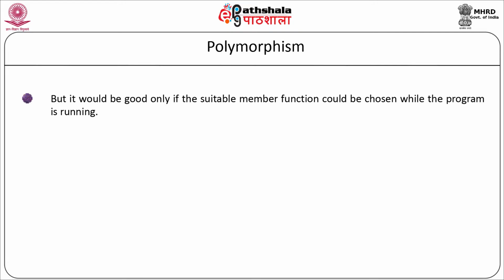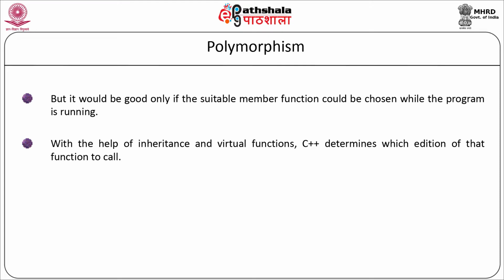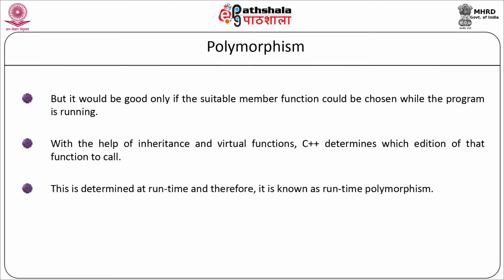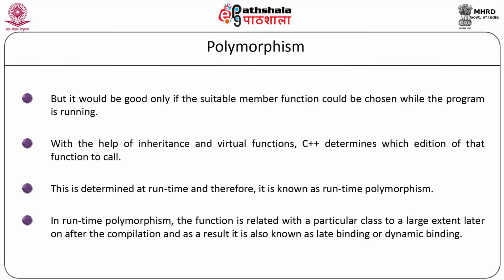It would be a good idea if a suitable member function could be chosen while the program is running. With the help of inheritance and virtual functions, C++ determines which type of function to call. This is determined at runtime and therefore it is called runtime polymorphism. In runtime polymorphism, the function is related to a particular class much later, after the compilation, and as a result it is known as late binding or dynamic binding.